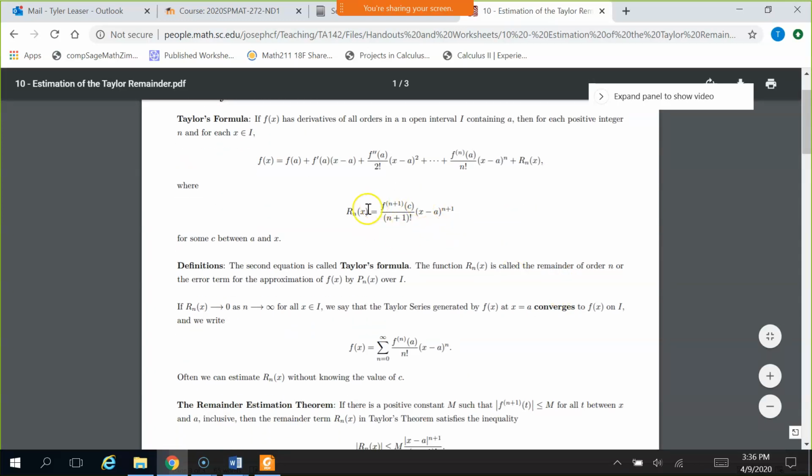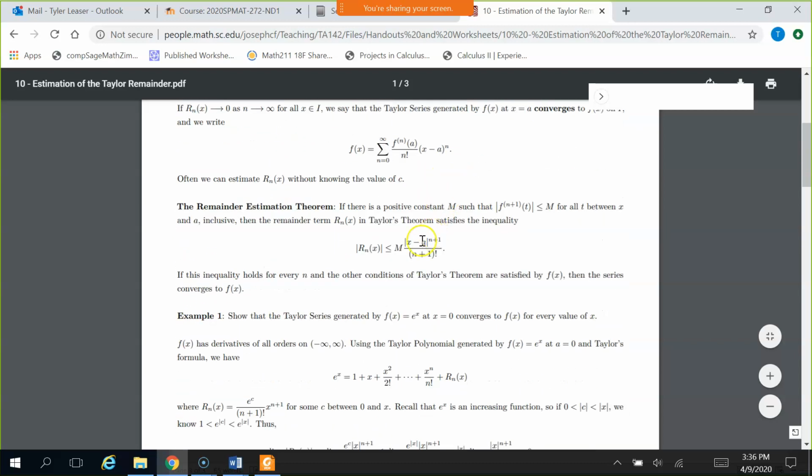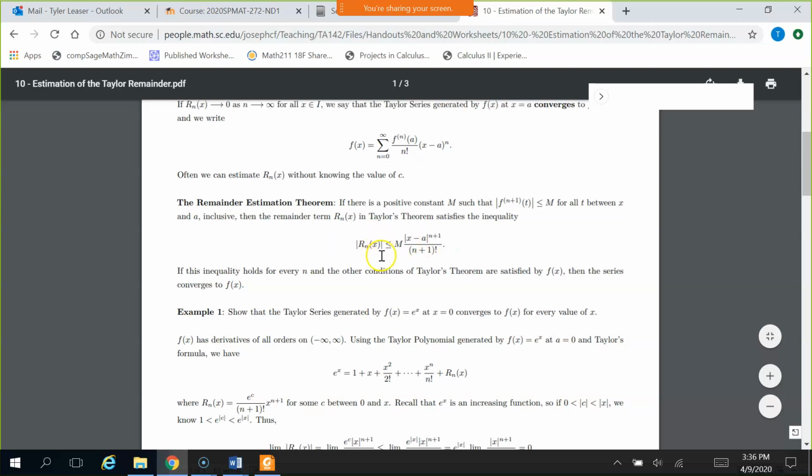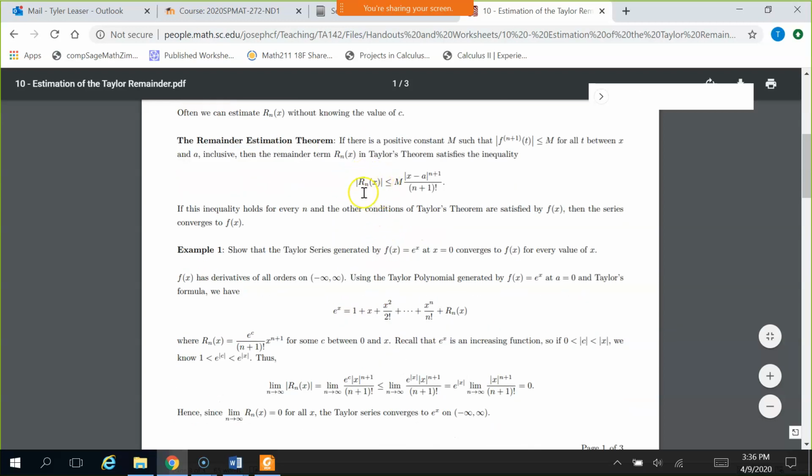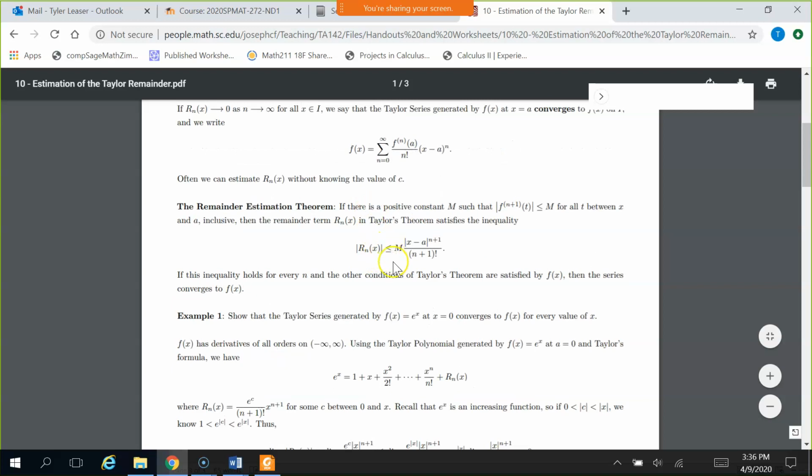Yep, here it is. Yeah, so the remainder theorem is just the n plus 1 term. That's the gist of it anyway. So if you ever need to bound it, this is the formula. The absolute value of the remainder is less than or equal to this M value, where the M value is the upper bound of the n plus 1 derivative.